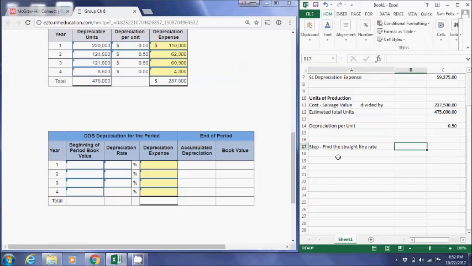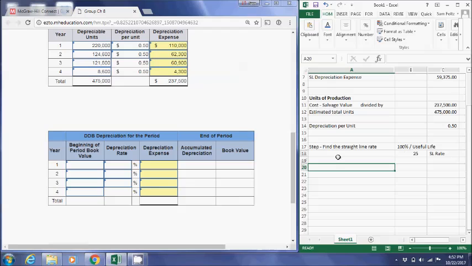And the straight line rate is always going to be 100% divided by the useful life. So if we take 100 divided by 4 years, we get 25%. That's our straight line rate.